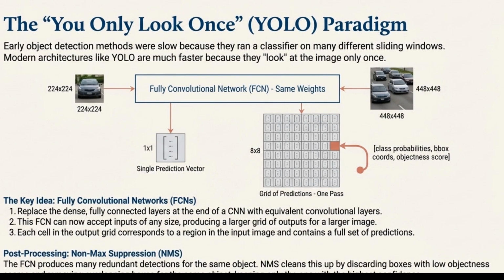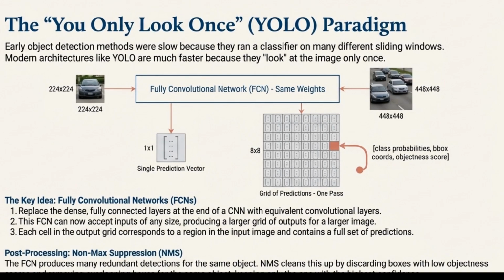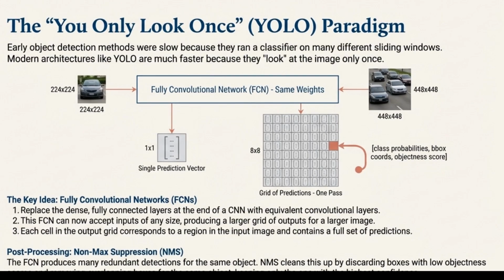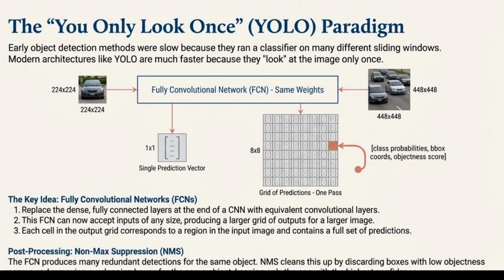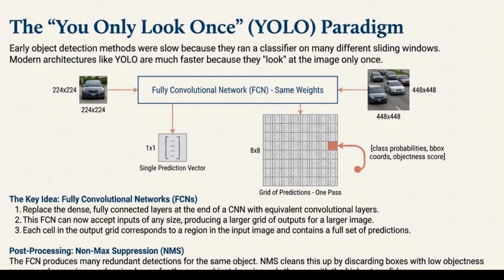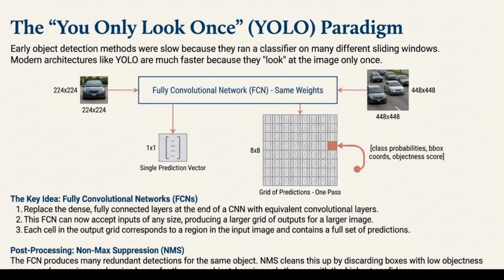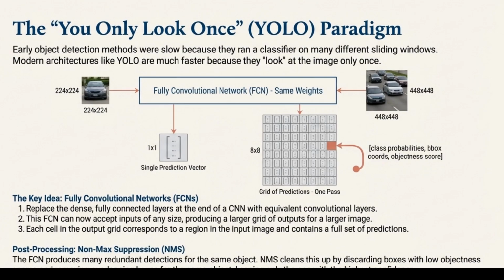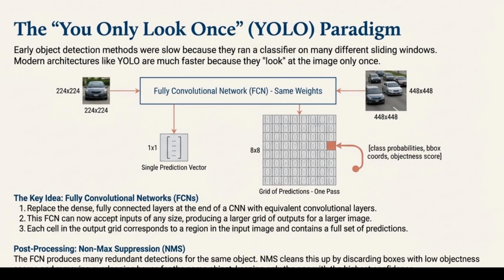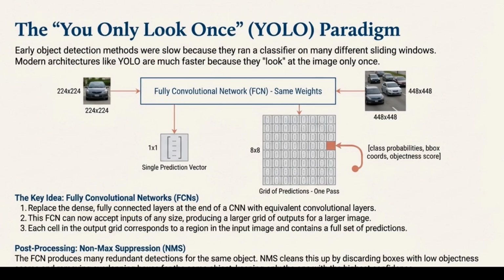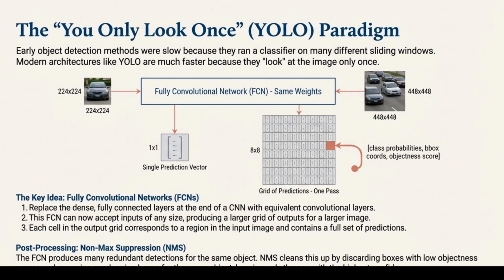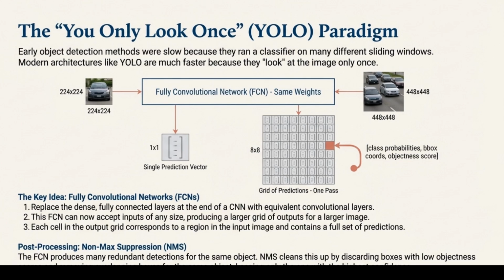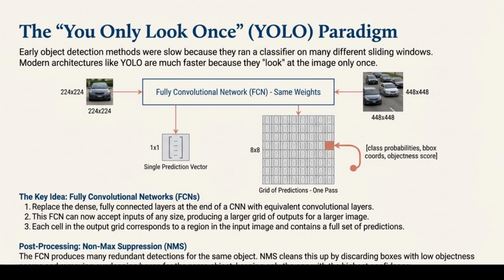Second, for a larger input image, the FCN produces a correspondingly larger grid of outputs, all in one pass. Third, each cell in this output grid corresponds to a specific region in the input image and contains a full set of predictions, including class probabilities, bounding box coordinates, and an objectness score, indicating the likelihood that an object is present.